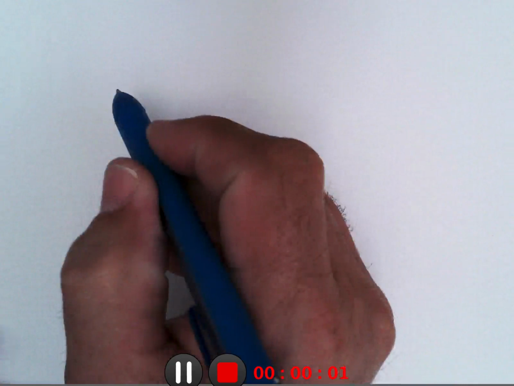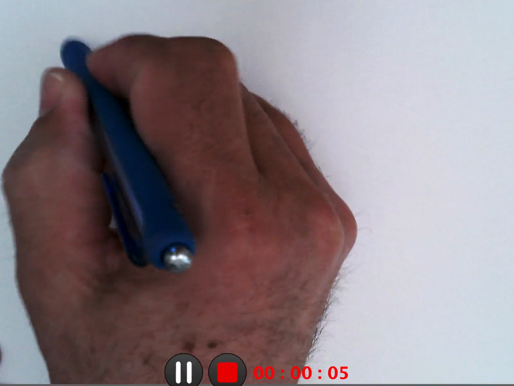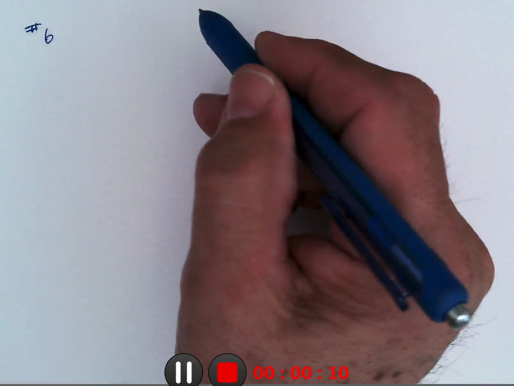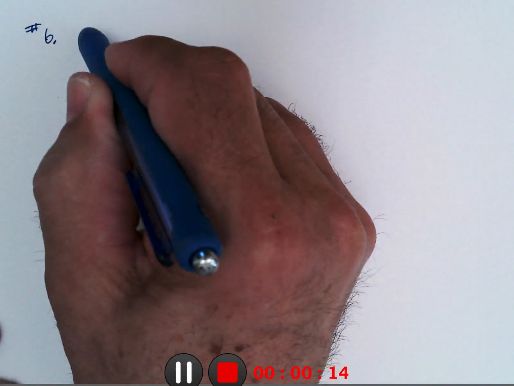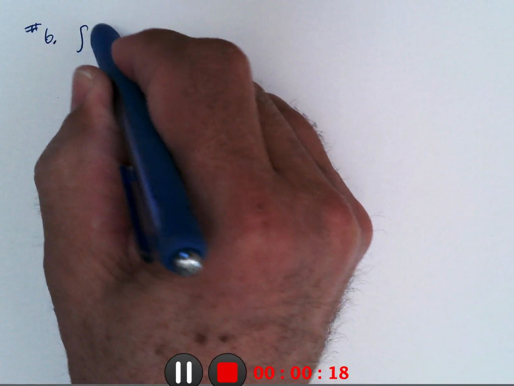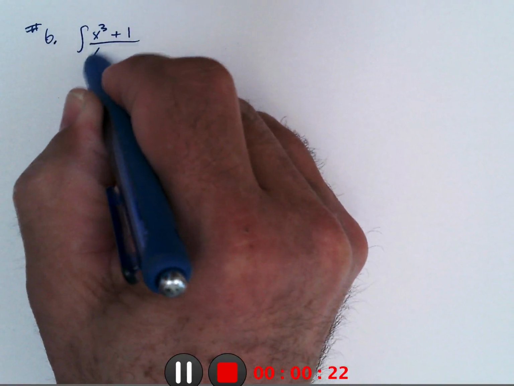On the partial fraction practice page, number 6. Caveat: number 6, I meant to be this integral, and so I'm going to do it, and then I'm going to do the one on the page. I meant it to be x to the third plus 1 over x squared minus 4.